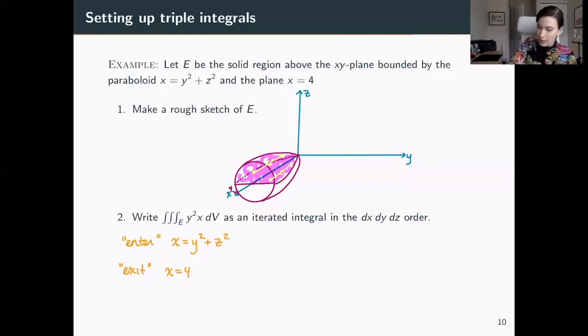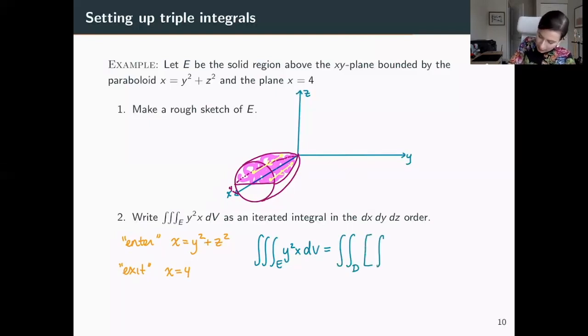Now that we have this, we have a rough understanding of what this triple integral is going to look like. We're going to have that the integral over the region E of y squared x dV can be written as the double integral over some region D, which we'll figure out in a bit, of the integral from x equals y squared plus z squared, where we enter, to x equal to 4, where we exit, of y squared x dx.